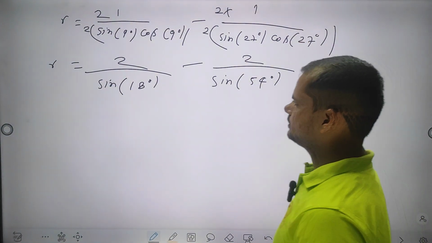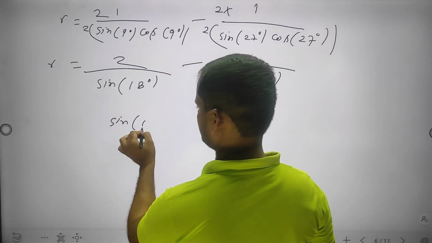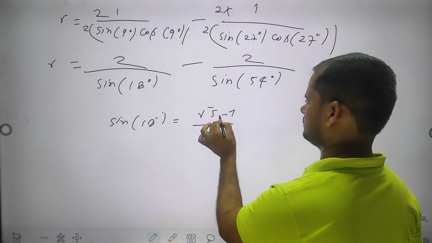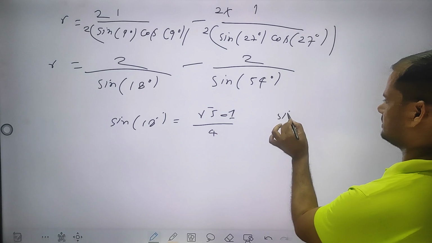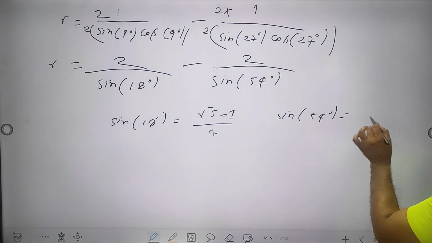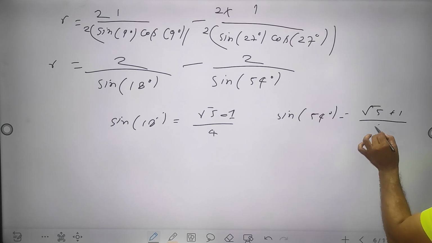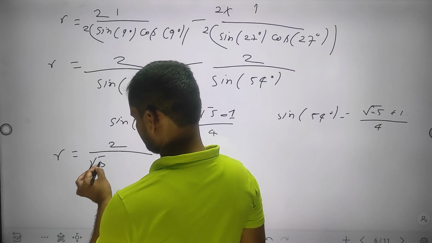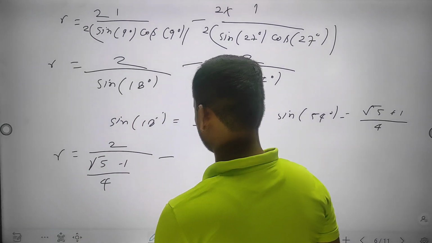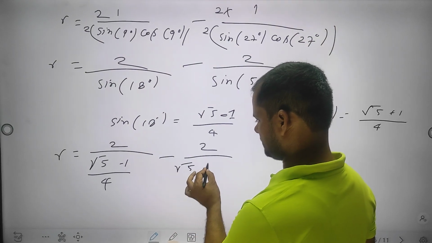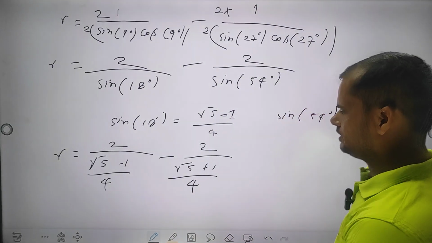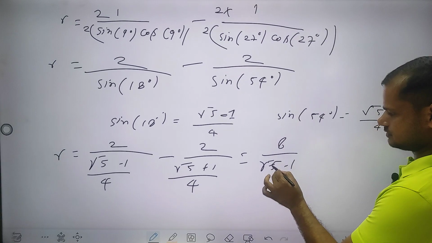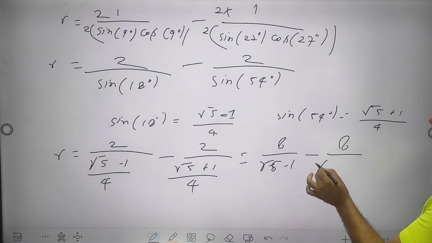Now we know that sin 18 degree equals root 5 minus 1 upon 4, and sin 54 degree equals root 5 plus 1 upon 4. Then r equals 2 upon (root 5 minus 1 upon 4) minus 2 upon (root 5 plus 1 upon 4). By solving, this will be 8 upon root 5 minus 1 minus 8 upon root 5 plus 1.